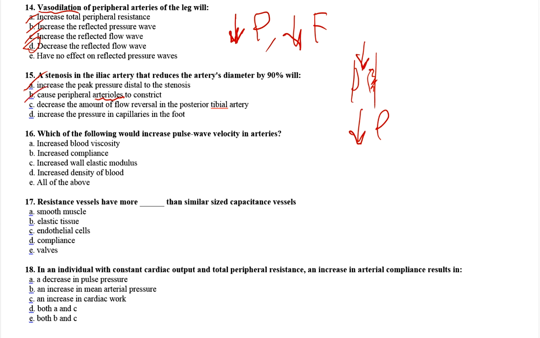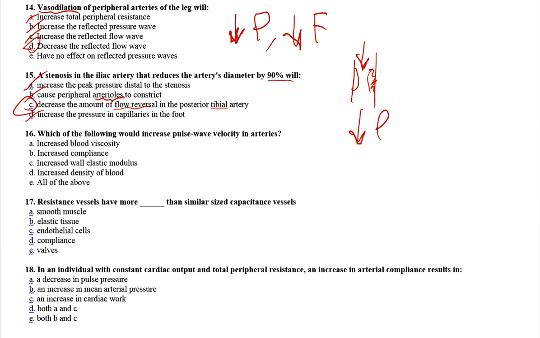Decrease the amount of flow reversal in the posterior tibial artery. I think that one's true, but let me look at D. D, increase the pressure in capillaries in the foot. No, D is wrong, so it's definitely C. That goes back to the flow reversal, that'd be the flow wave. The flow wave won't be as intense if you have a stenosis, especially a 90% stenosis.